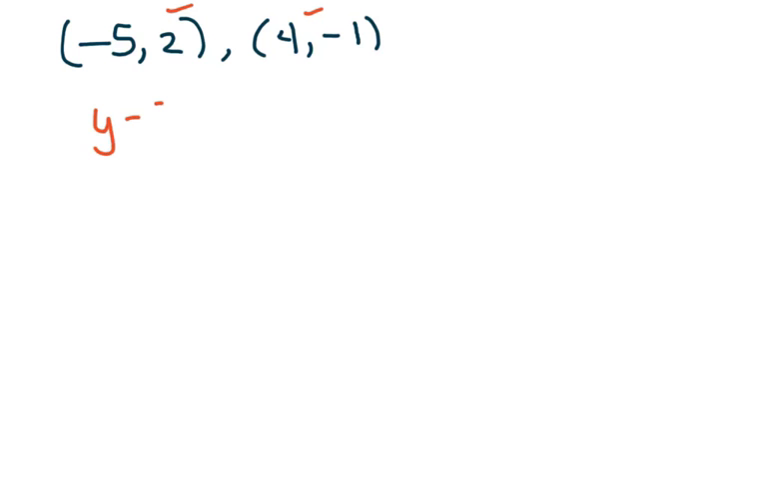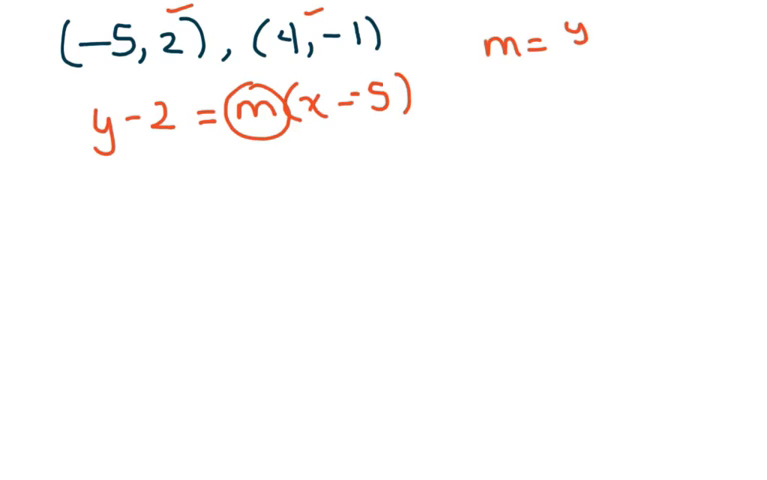We get y minus 2 equals my slope times x minus a negative 5. Just like we did last time, but we don't have the slope. So we have to find the slope. And we're going to use our formula here. This is a minus. And I'm going to call this point 1. So this is x sub 1, y sub 1. I'm going to call this one point 2. So that's x sub 2, y sub 2.